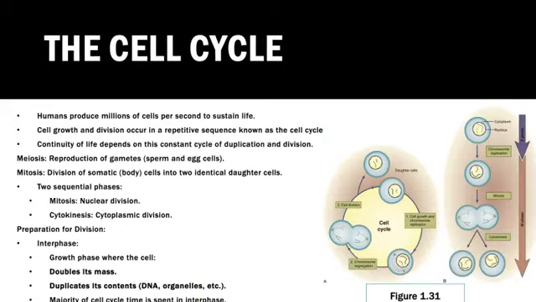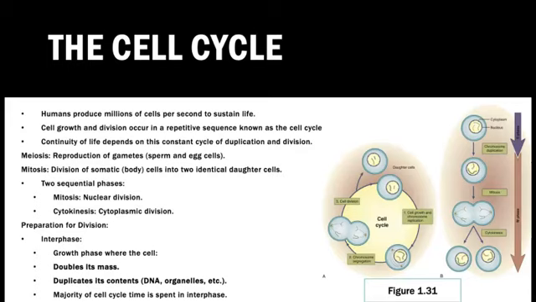And that moves us into our cell cycle. Now, as humans, we produce millions of cells per second in order to sustain life. We have to have cell growth and division in a repetitive sequence known as the cell cycle. And this continuity of life is going to depend on this constant cycle of duplication and division.